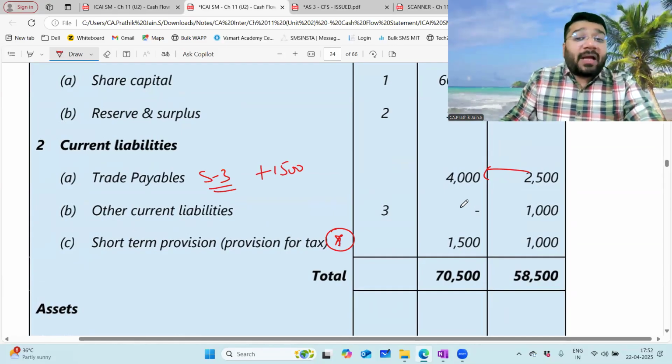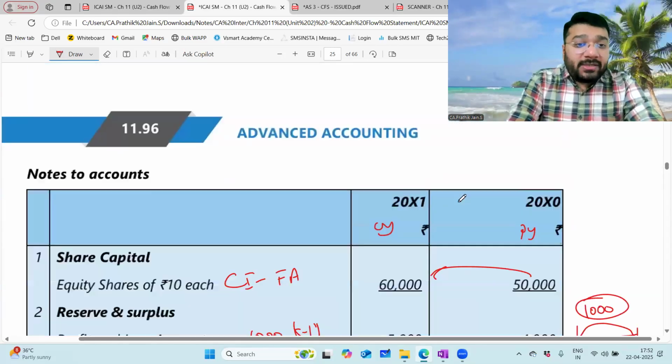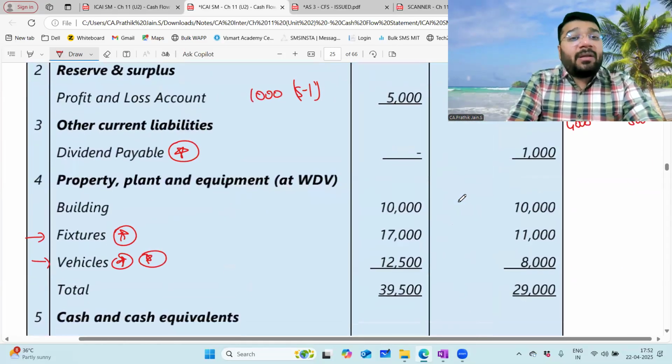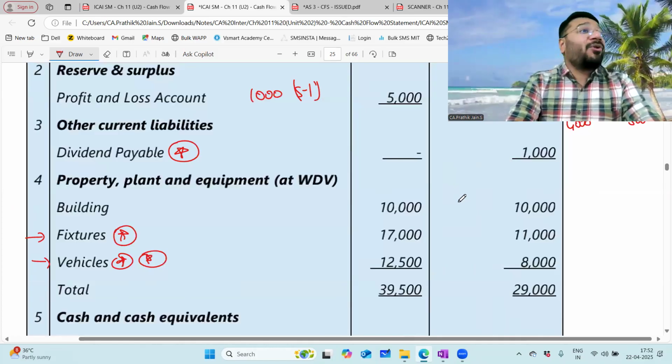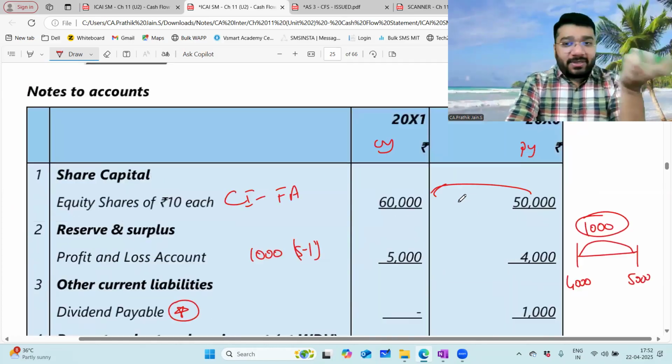Other current liability. What is there in the other current liability? Dividend payable. Dividend payable is other current liability. Is it a part of my operation? No, it is a non-operational activity. So will I consider it in segment 3? No. Are you able to get a better picture now? Yes.